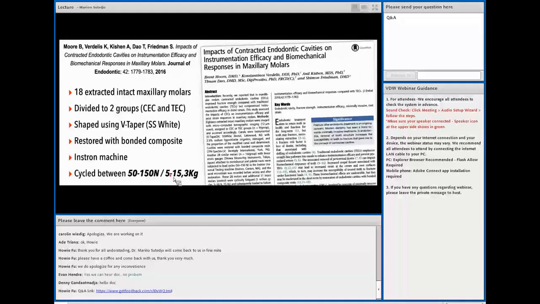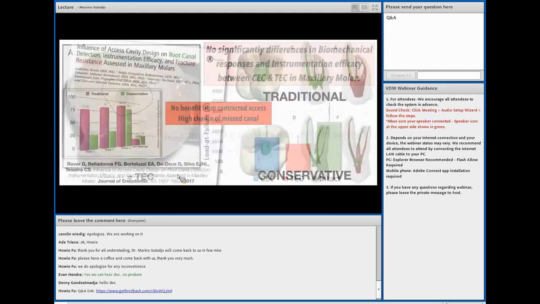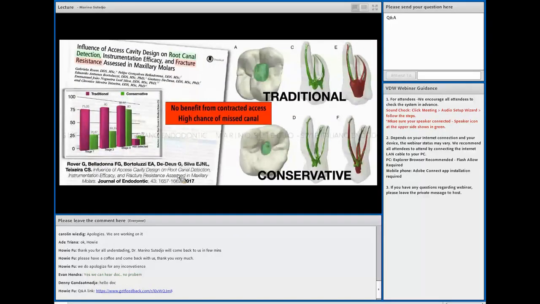And what is the result? There is no significant difference in the biomechanical responses between the contracted and the traditional access cavity in the maxillary molar. So it means that whatever you do with your access cavity, actually there is not that much difference.